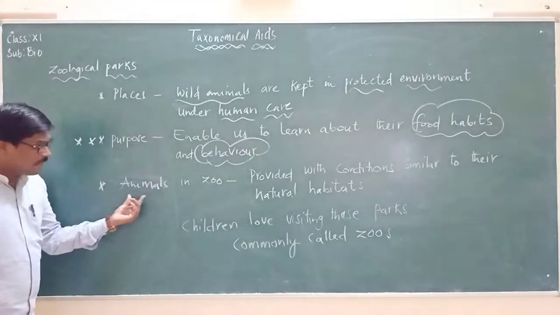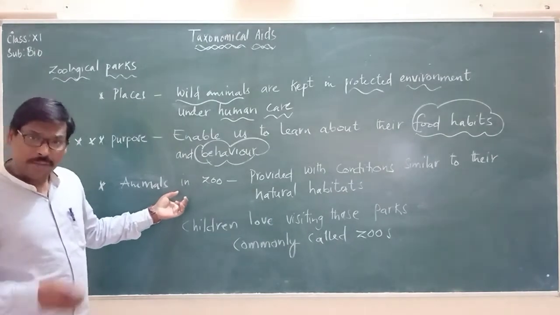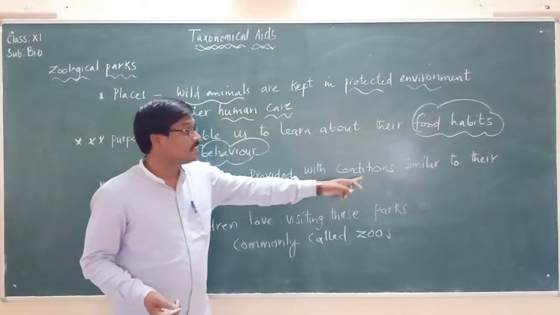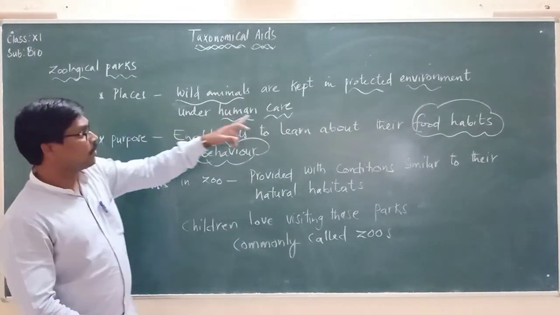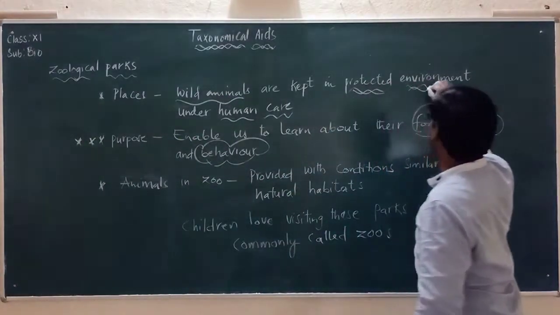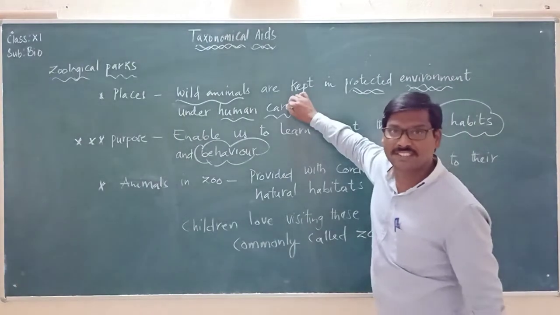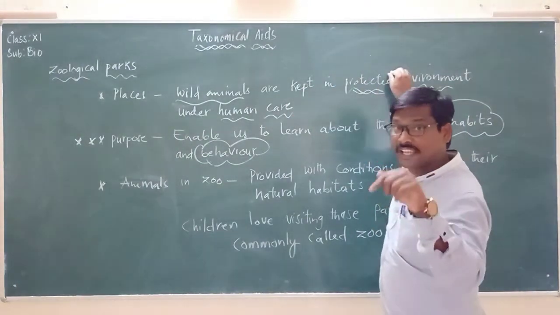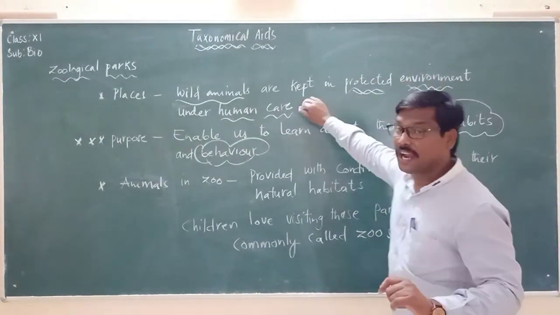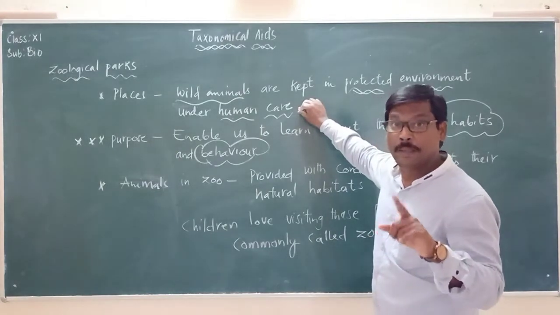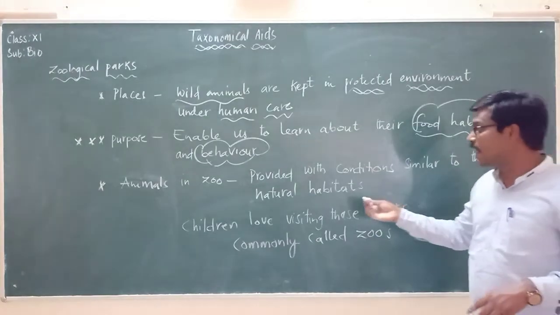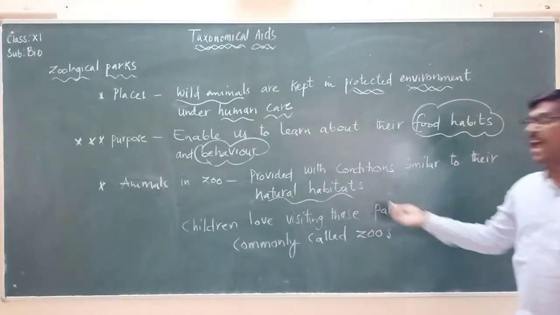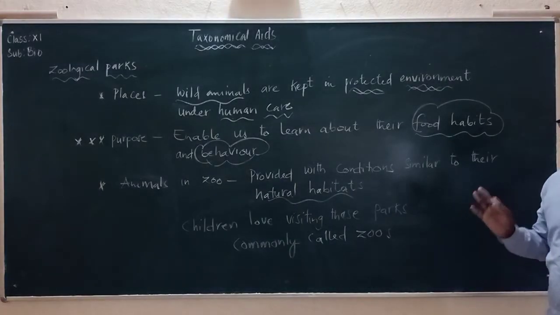And now animals in zoo. Animals in zoo are provided with conditions similar to their natural habitats. That's what we said here, protected environment under human care. The wild animals are kept in protected environment under human care. But we have to remember that in those zoological parks they maintain the natural habitats.